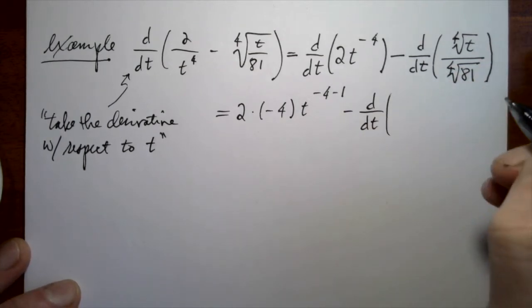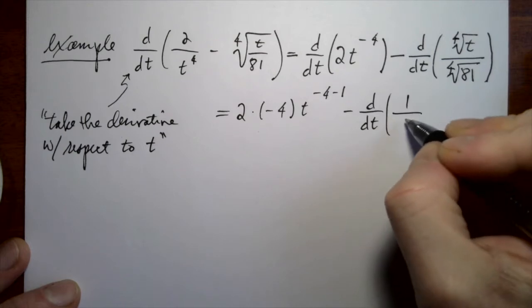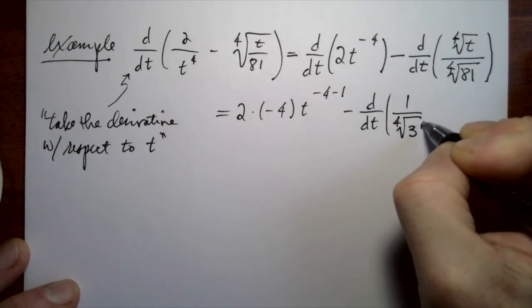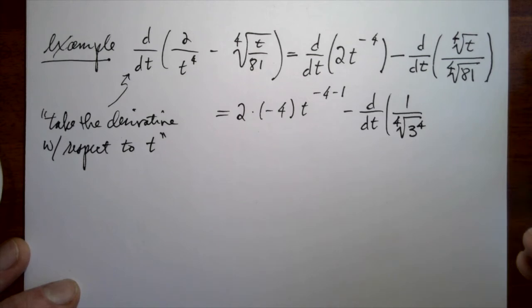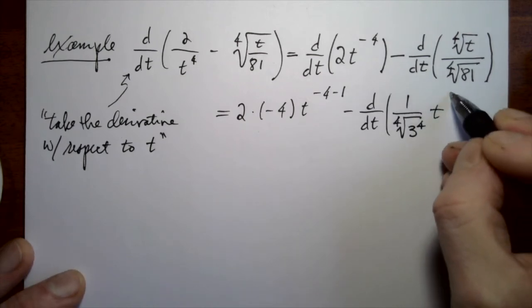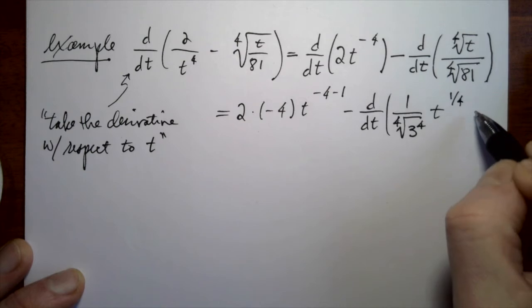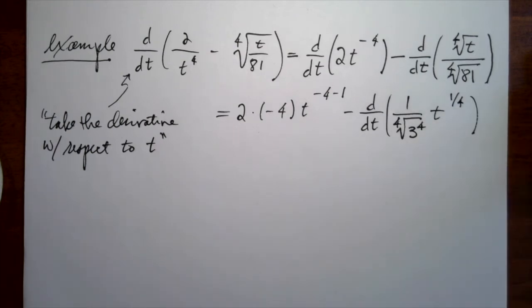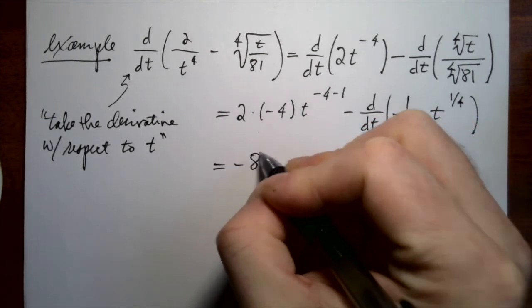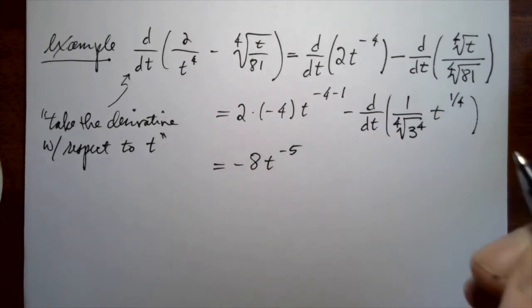So in fact, we can rewrite that function. I'll write it in steps here. It's 1 over the 4th root of 3 to the 4th. I'm writing the constant as its own fraction out front. And then I'll write the function of t as just t to the a. In this case, a is 1/4. That's the same function right there. Continuing along, we have minus 8 times t to the minus 5.